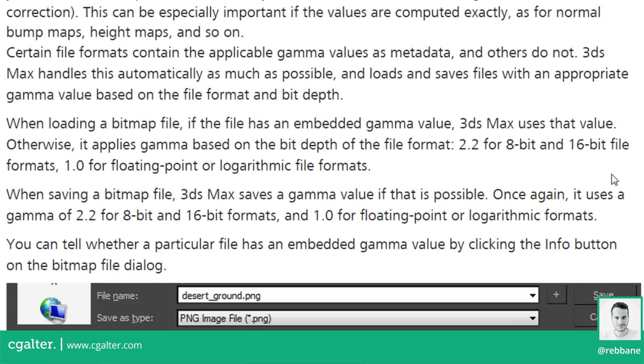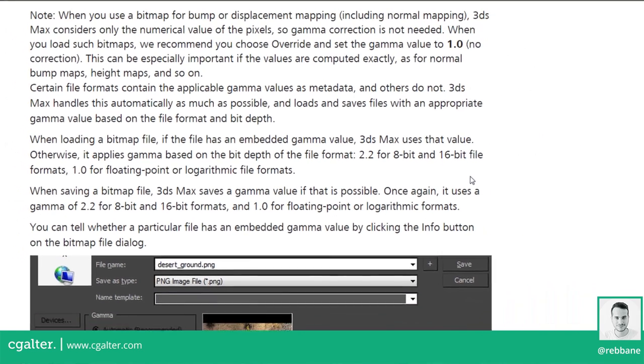In the case of, for example, a height map or a displacement map, you don't want 3ds Max to change the gamma of this map, because if it changed it, it's going to change the appearance of the displacement map on your model.